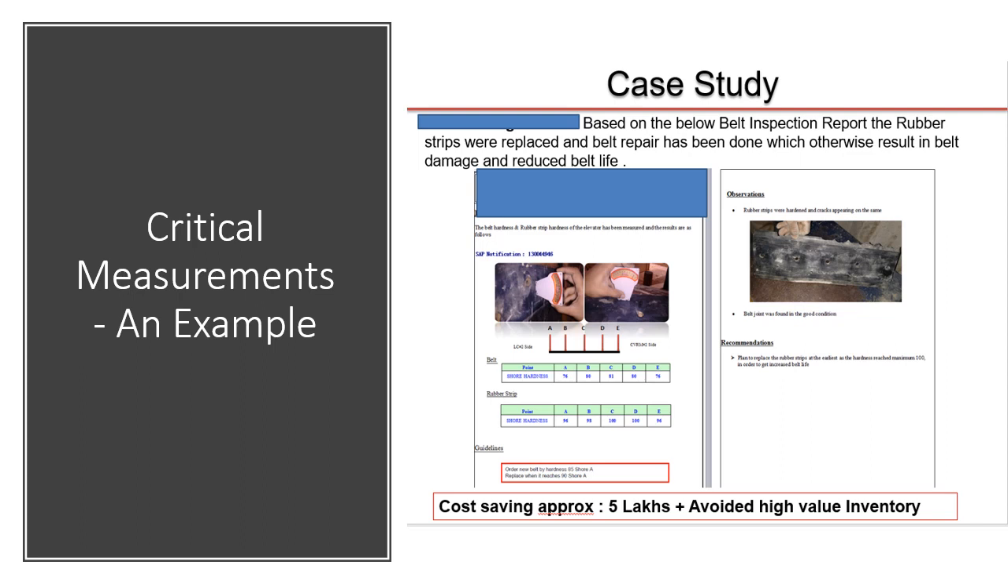Since these belts are very costly spares to keep in the inventory, ranging from approximately 25 lakhs to 60 lakhs depending upon the size, by monitoring this belt closely we are avoiding keeping such costly inventories in our stores. In this case, we have enhanced the life of the belt to some extent. From this case, we saved around 5 lakhs Indian rupees, and we also avoided the high value inventory.